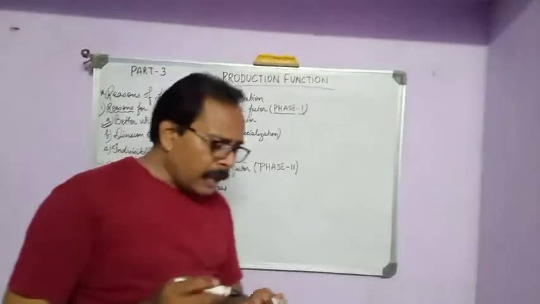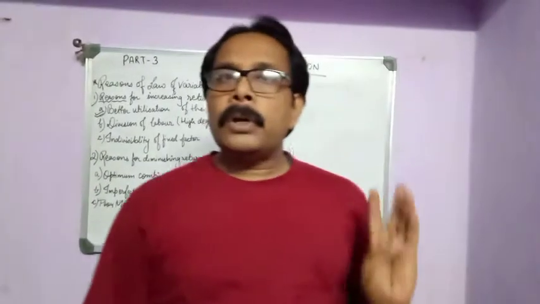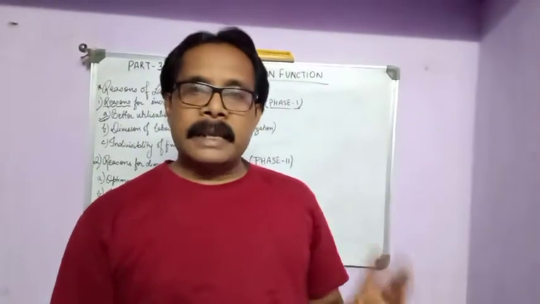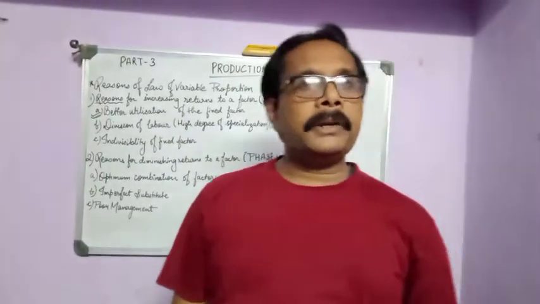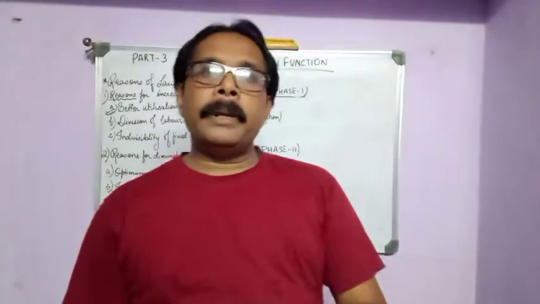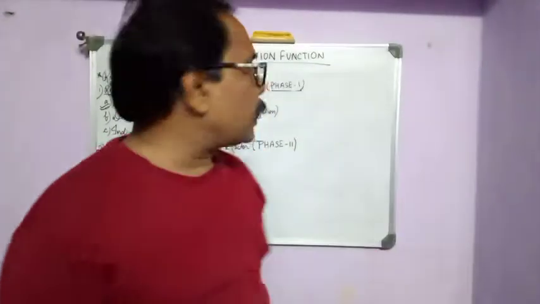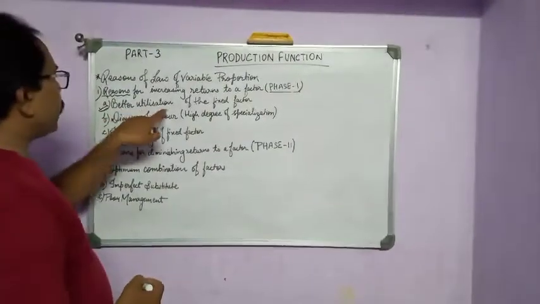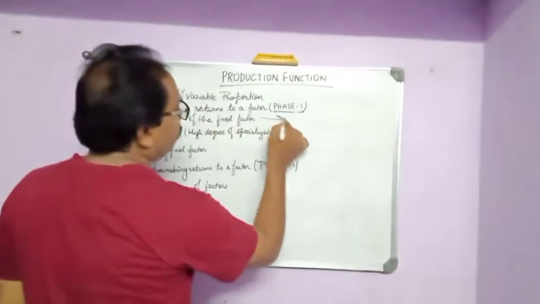As we know, there are four factors of production. One is land, another is labor, next is capital, and the last is the entrepreneur. So basically land will be considered as a fixed factor. Is it clear? So how does better utilization of fixed factors take place?